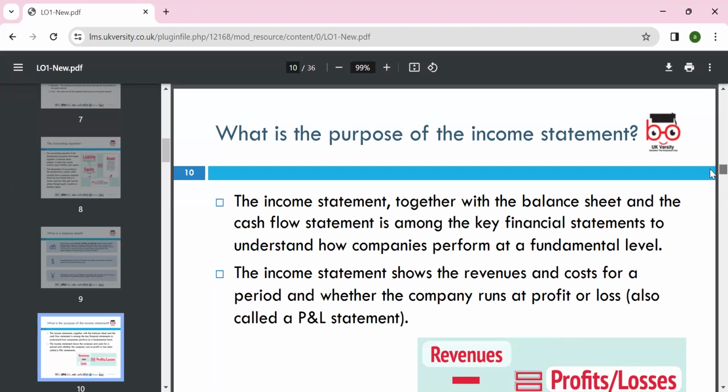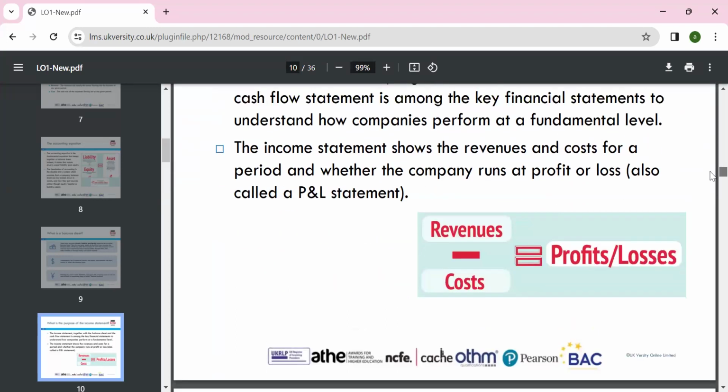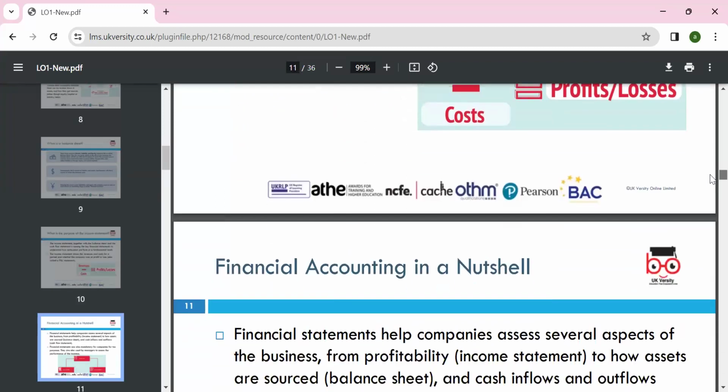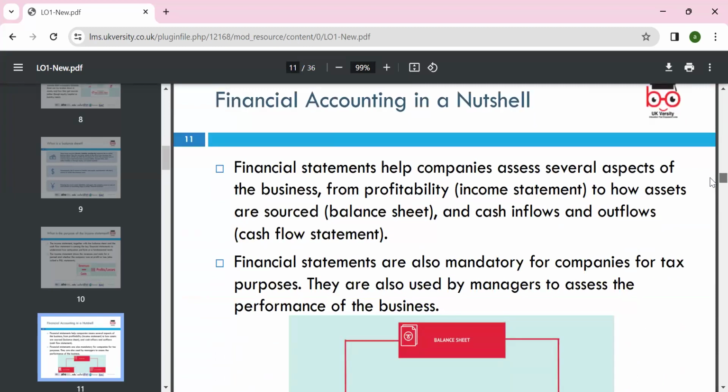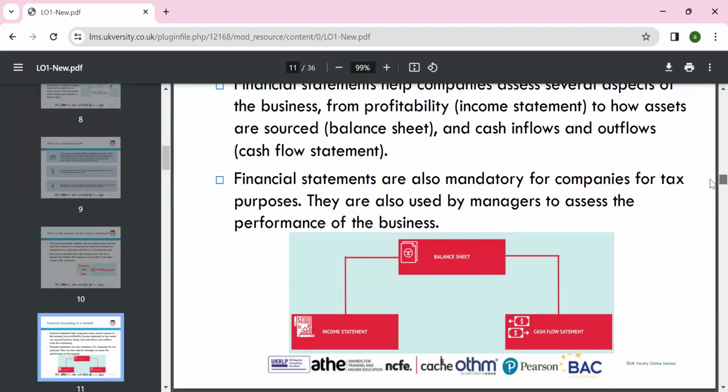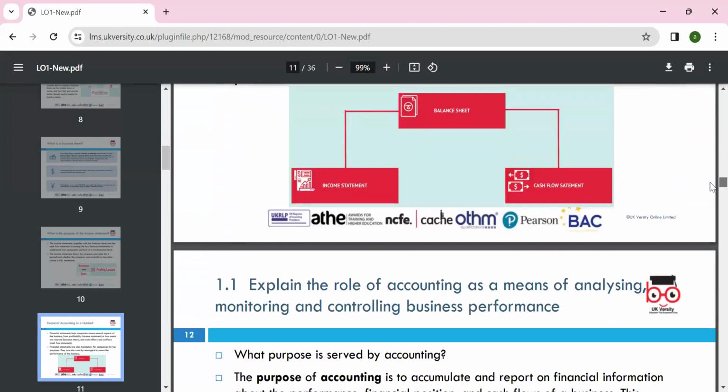But financial position is a historical figure that carries on moving, what we did in the past as it was, and how much is addition, or whether the asset value went up or down. That's what we need to look around. Yes. So we can look around the revenue, we can look around the cost and profit and loss. So financial accounting, in a nutshell, the financial statement helps the company to assess several aspects of the business, from profitability and how the assets are sourced, to cash flows, inflows and outflows. The financial statement is mandatory for tax purposes as well, and various stakeholders use these statements.